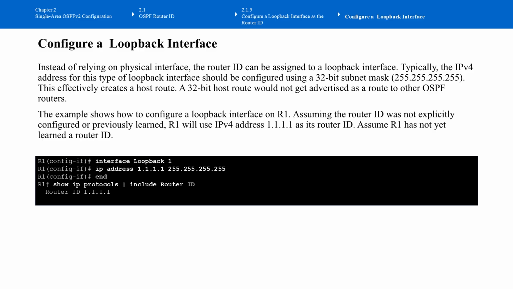Next, we use the end command to exit this configuration mode. You can verify the configuration using our popular show command. So this time we use show IP protocols and then use an option, but add a pipe first. The option is include router ID. Now we can see that this router ID is 1.1.1.1 as expected.